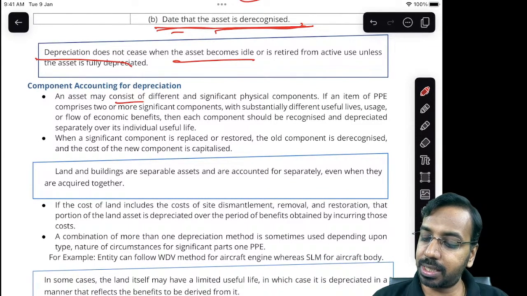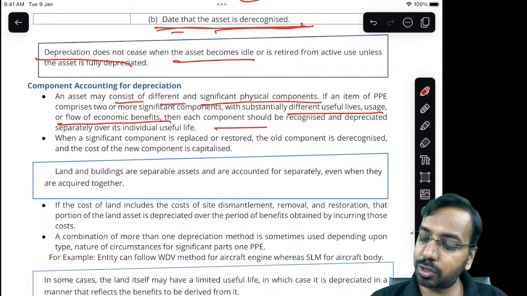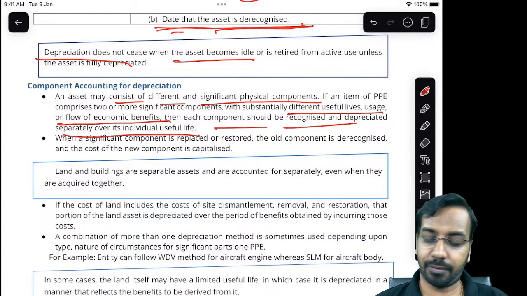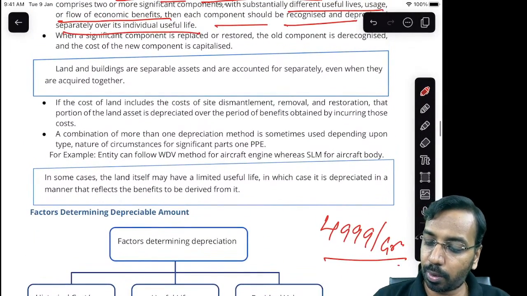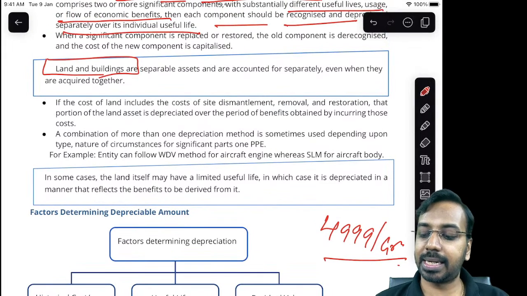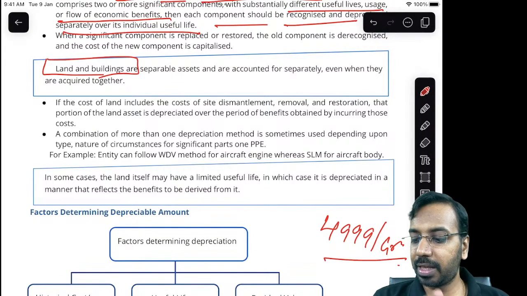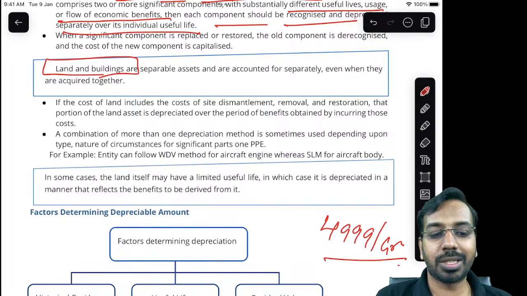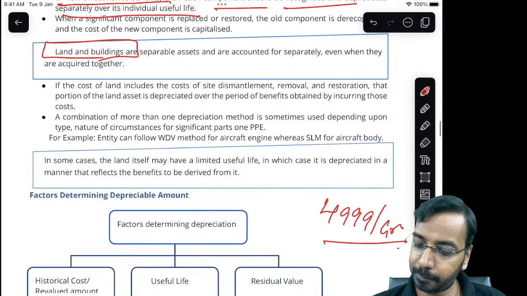So if an asset consists of different and significant physical components, then if they have different useful lives, usage or flow of economic benefits, then each component should be recognized and depreciated separately over its individual life. Then one more important thing, land and buildings are separable assets and they are accounted for separately even though if they are purchased together. Land is not depreciable, building is depreciable, and accordingly you will do it.